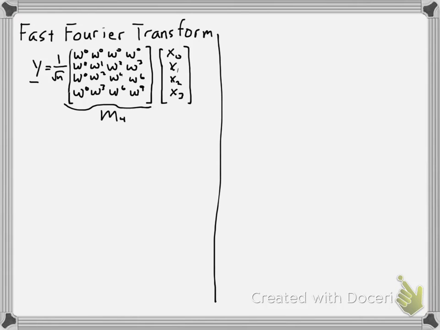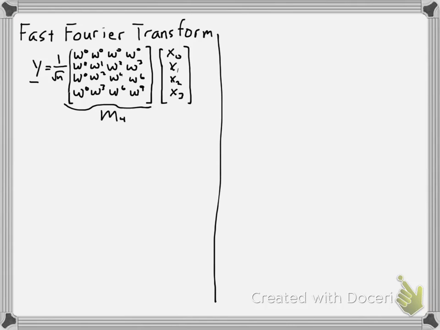Okay, so in this part of the lecture, I'm going to talk about the fast Fourier transform. Back in 1965, two guys, Cooley and Tukey, recognized a shortcut in computing the discrete Fourier transform that reduced the complexity. That's what I'll go through in this lecture.